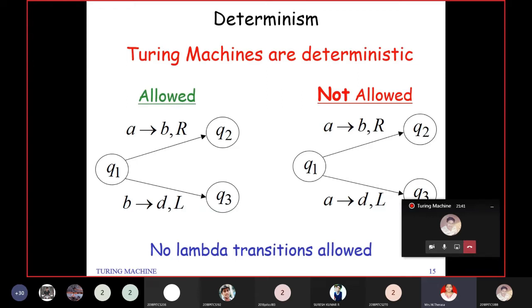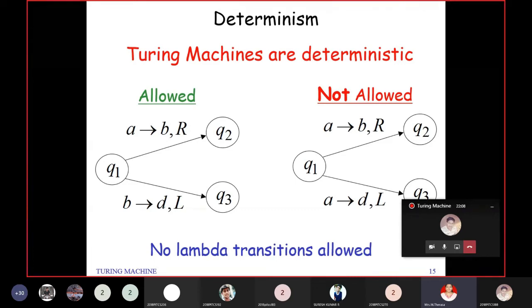So you cannot have more than one transition for the input symbol. Here you can see from Q1, for A, it can change it to B and move right. And for the next input symbol B, it can convert it to D and move left. For the same input symbol, there should not be two different transitions, which is not allowed. And also, a very important thing: no lambda transitions allowed.